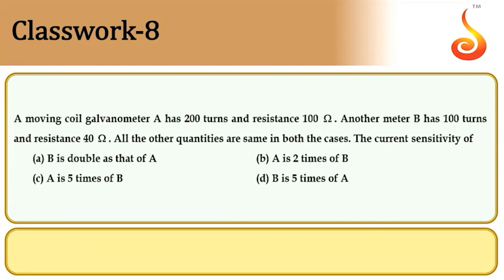Example 8. A moving coil galvanometer A has 200 turns and a resistance of 100 ohm. Another meter B has 100 turns and a resistance of 40 ohm. All the other quantities are same in both the cases. The current sensitivity. Okay. You know, current sensitivity is given by theta divided by I. That is nothing but NAB divided by C.